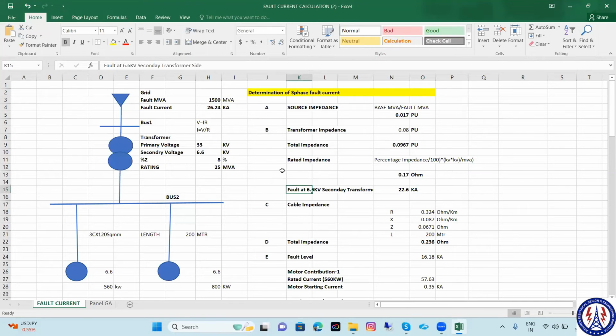Okay, so I am just assuming one SLD. I am getting 33 kV supply from the grid. After this, there is a transformer which is supplying power to the motor. The formula for the current is V upon Z. So just use the impedance and divide the voltage by the impedance. Just simple Ohm's law. So I will determine the impedance here and use the corresponding voltage.